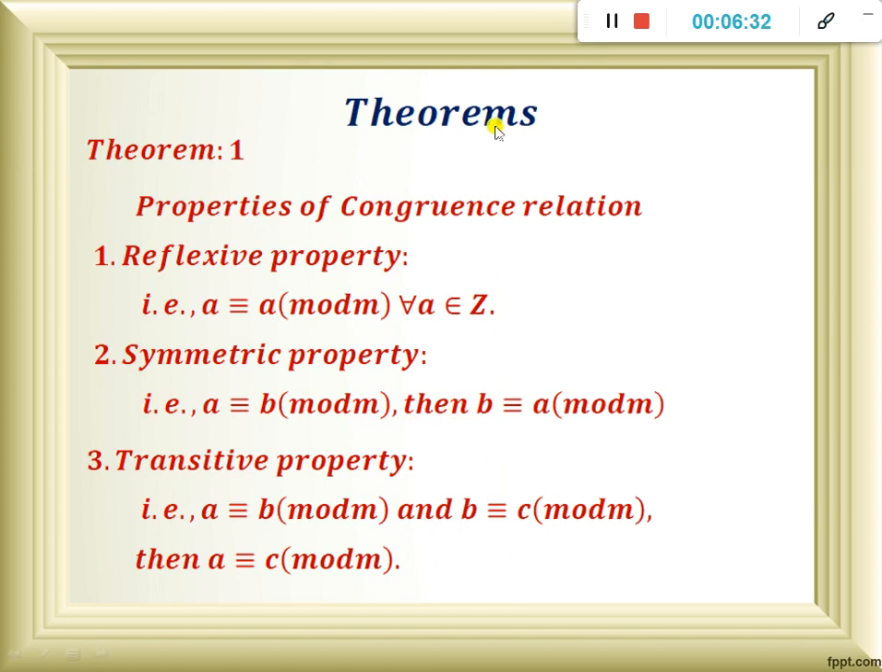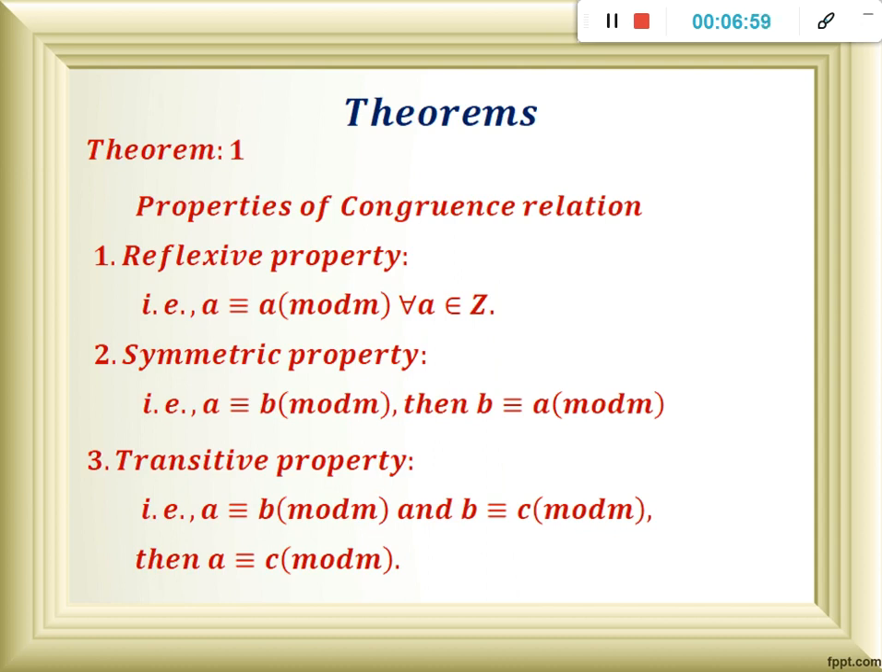For solving these congruence problems, we are supposed to remember some theorems and results. So look at the first theorem, properties of congruence relations. The first one is reflexive, the second one is symmetric, the third one is transitive. These three things are very important. In our previous semester, we used reflexive, symmetric, transitive in the name of equivalence relations. I hope you remember that. So come to this point.